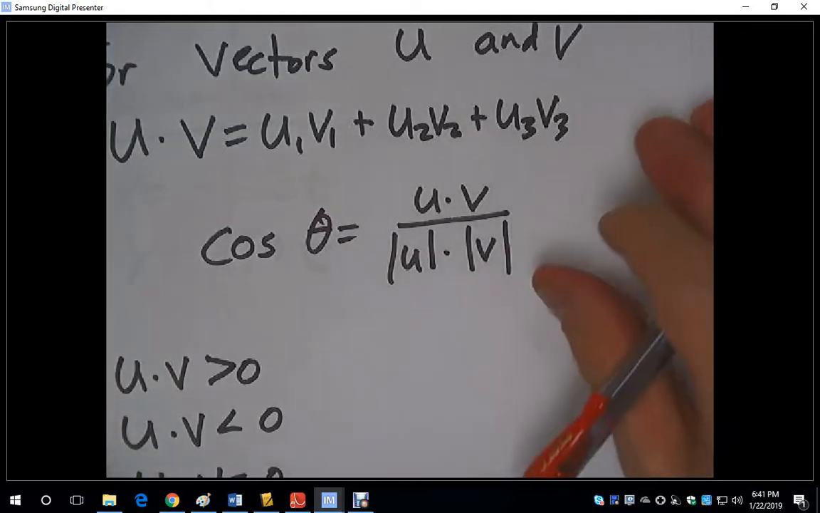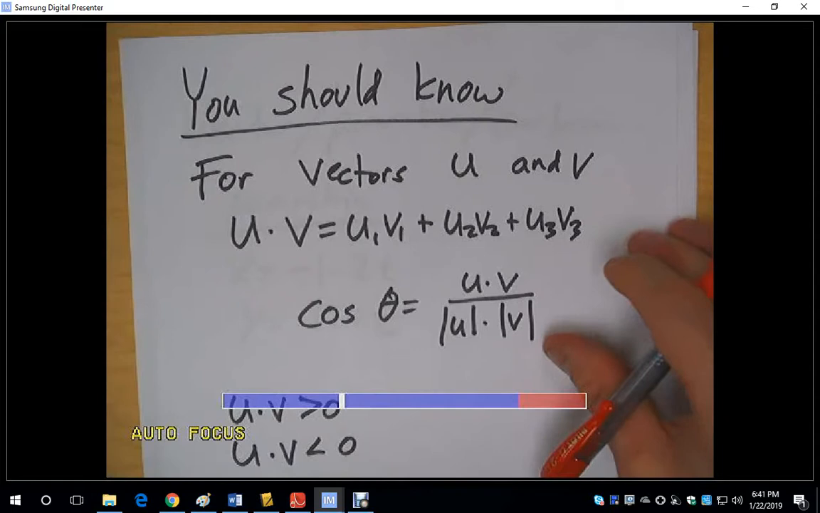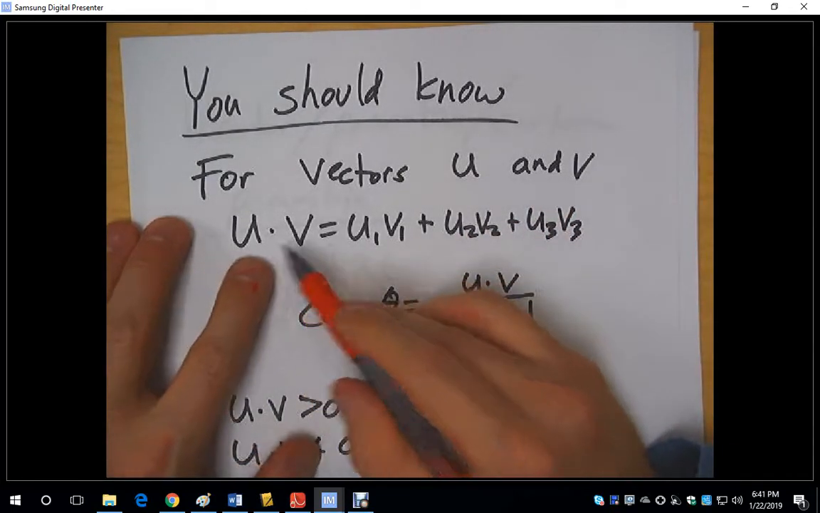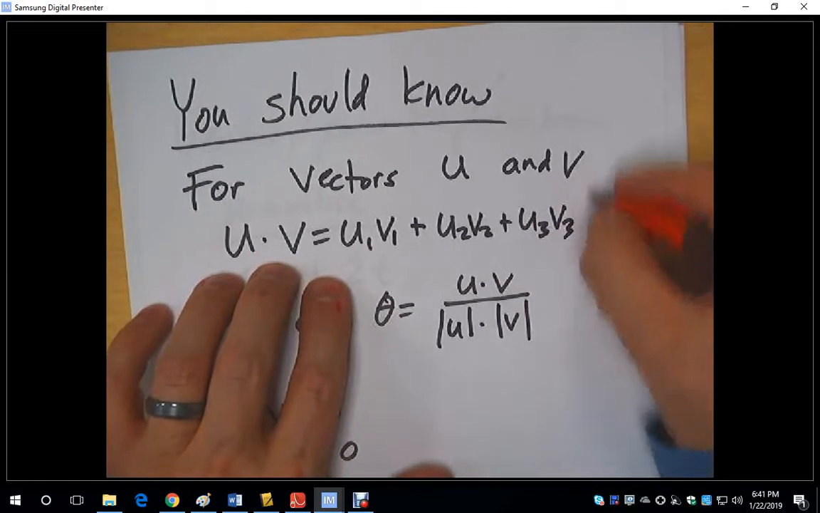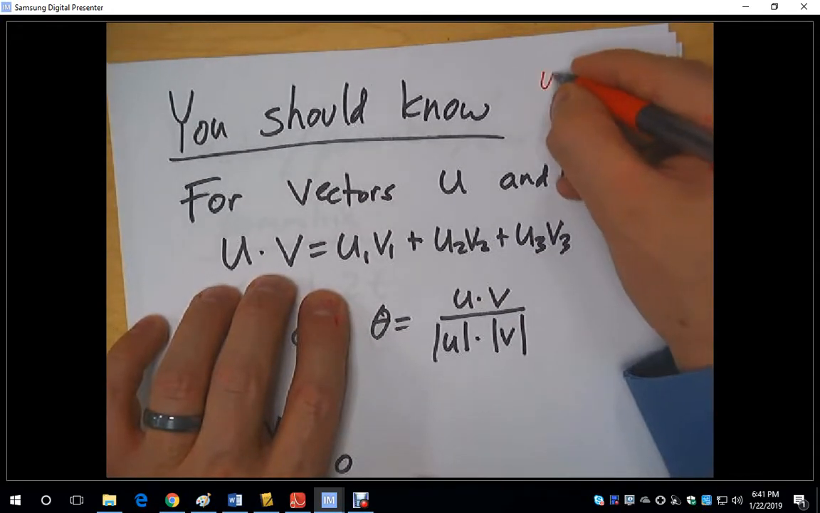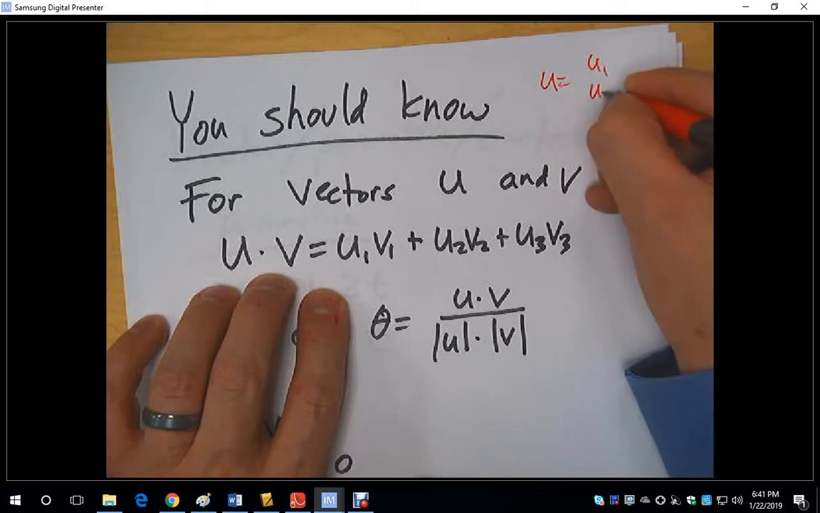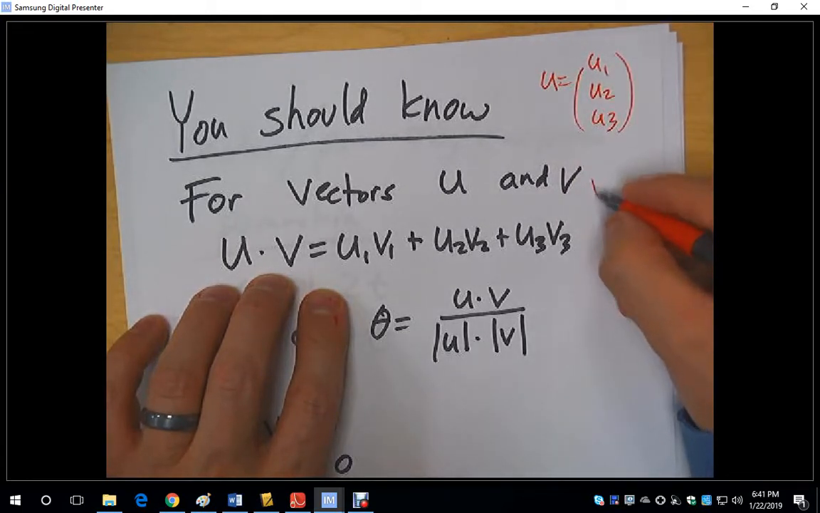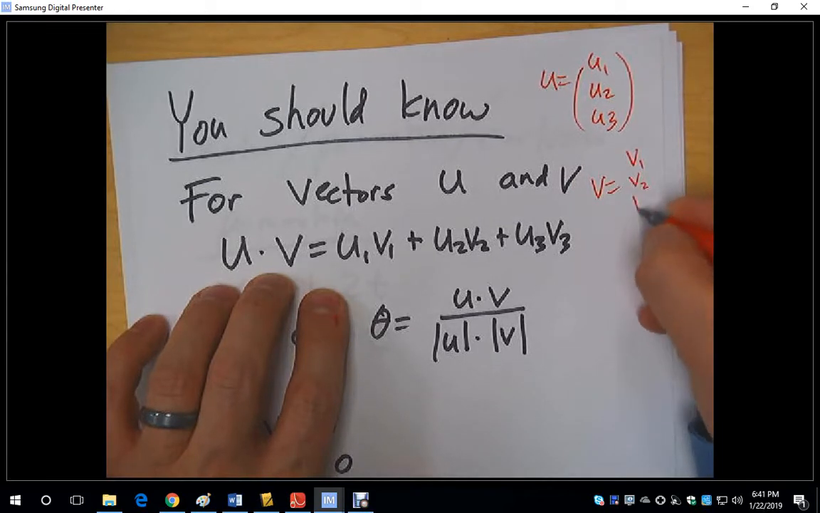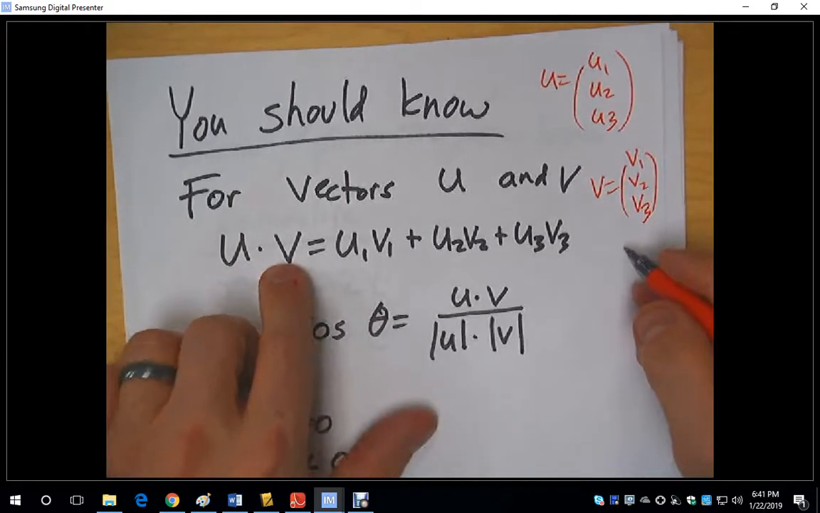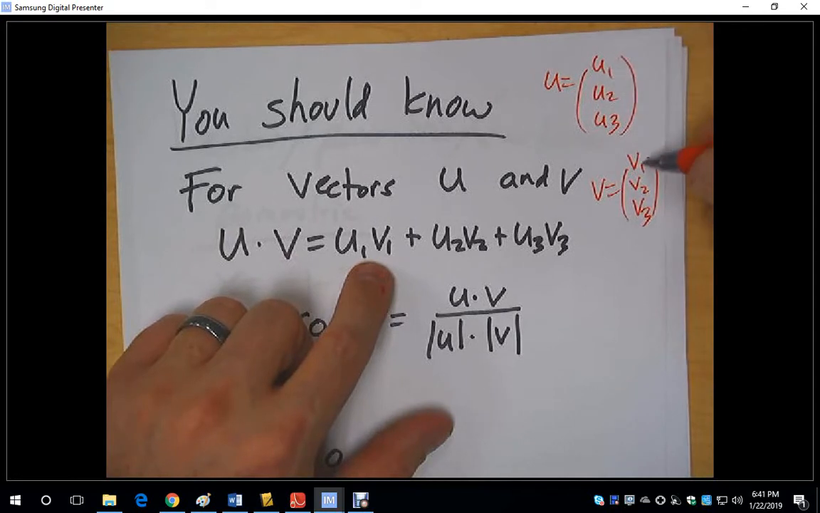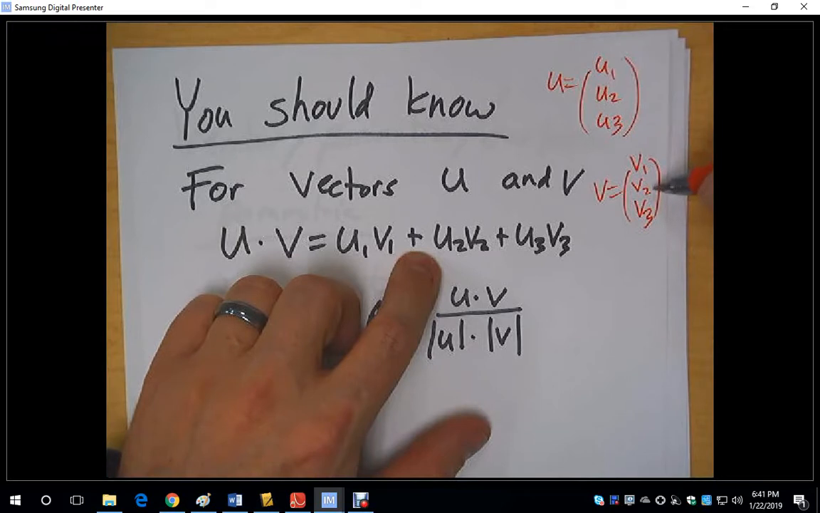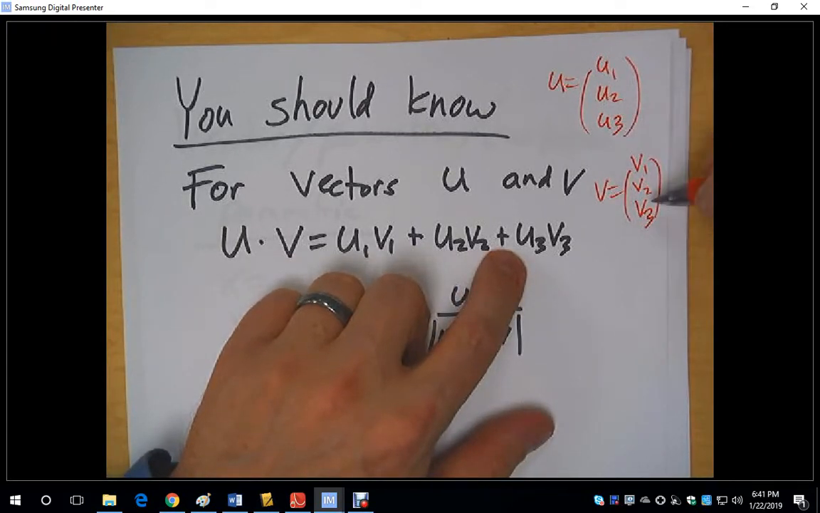Other things that you need to know. You need to know that if I have vectors u and v, we can find what's called the dot product, u dot v. Well, let's define what u is. u is u sub 1, u sub 2, and u sub 3. And vector v is v sub 1, v sub 2, and v sub 3. Then the dot product is the product of our x values plus the product of our y values plus the product of our z values.